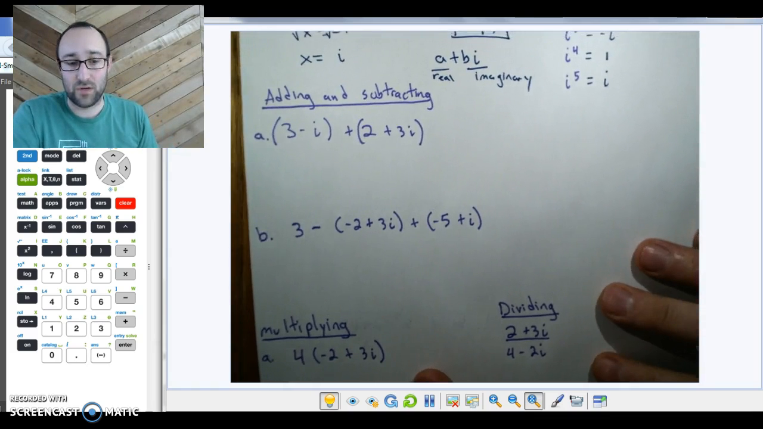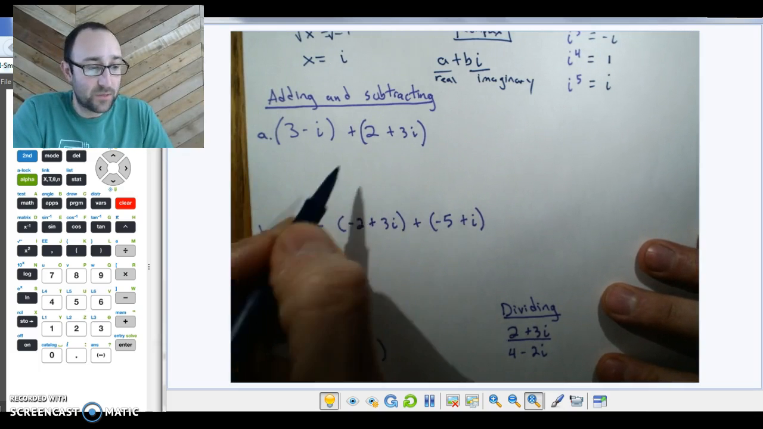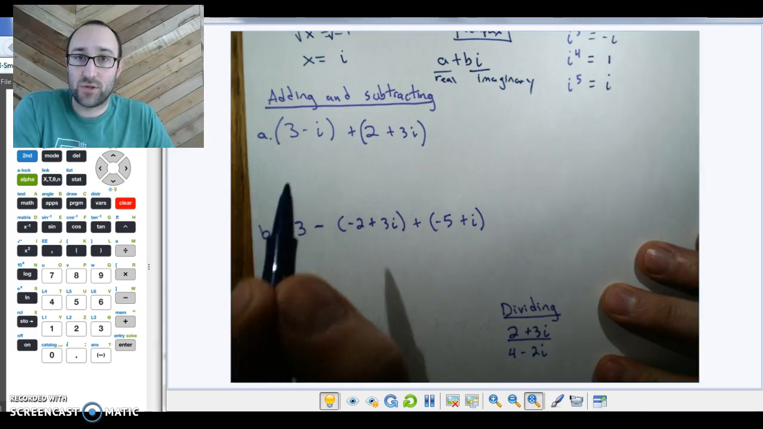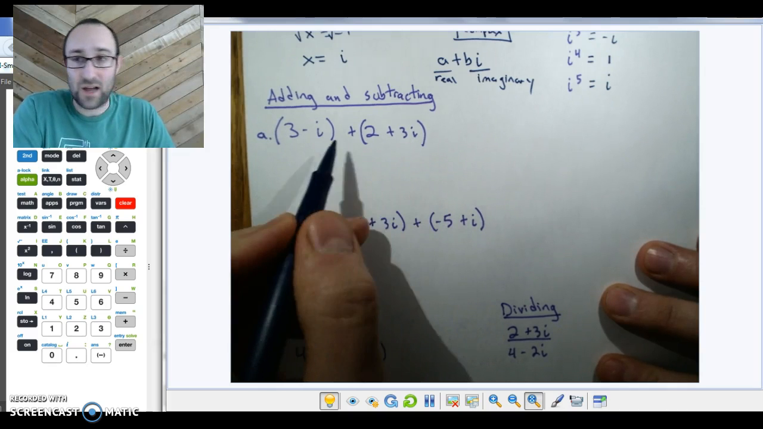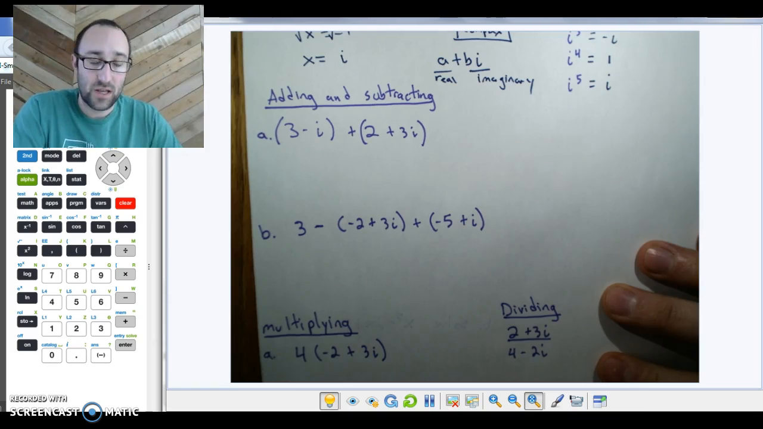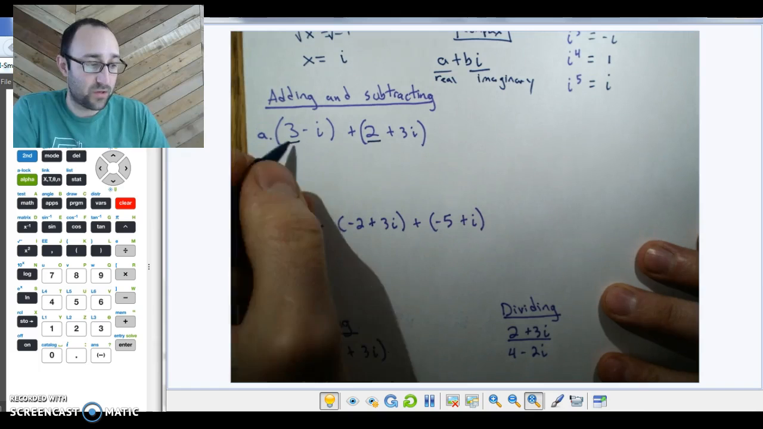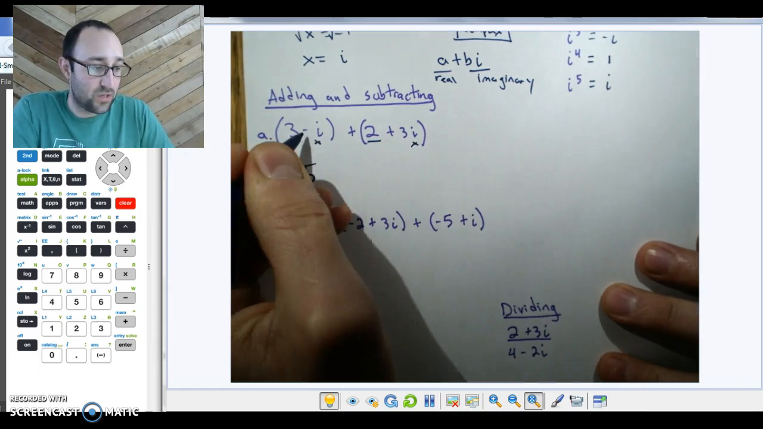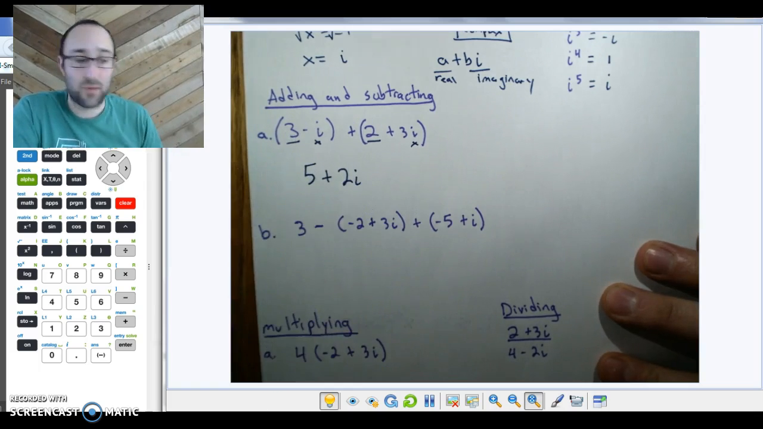So let's try a couple of examples here. Let's just assume you don't know anything about i and what to do. Adding and subtracting complex numbers is just like adding and subtracting terms that have variables. You can kind of treat i like a variable, even though it's not a variable anymore. It's a number. It's the square root of negative 1. I'm just going to add the real parts, 3 plus 2, 5, and add the imaginary parts, which is negative i plus 3i, which is going to be plus 2i. You have to be careful about those negatives and positives. If you want to change them to plus and negative, you can always do that.